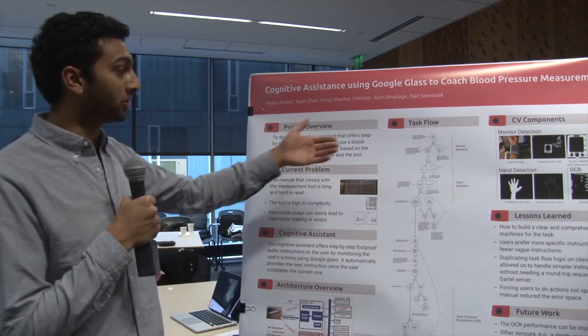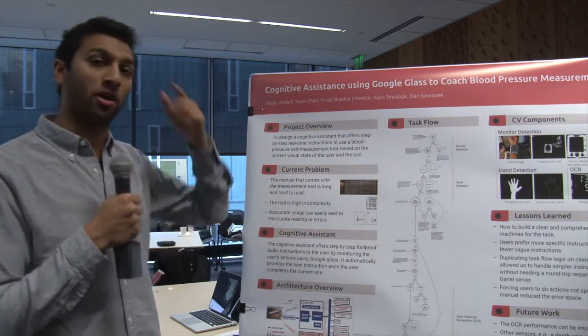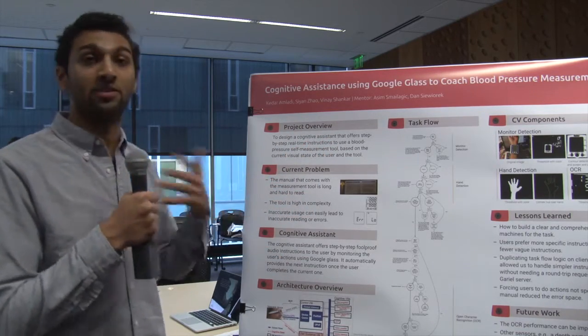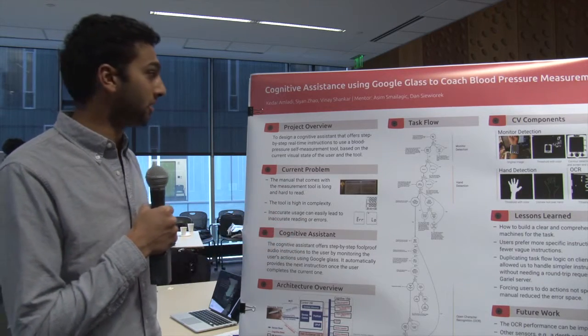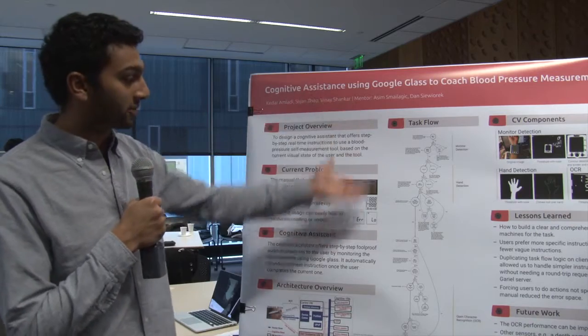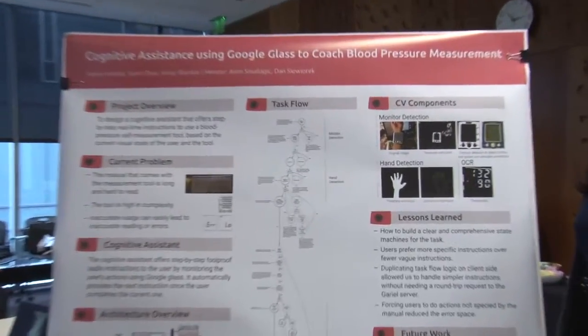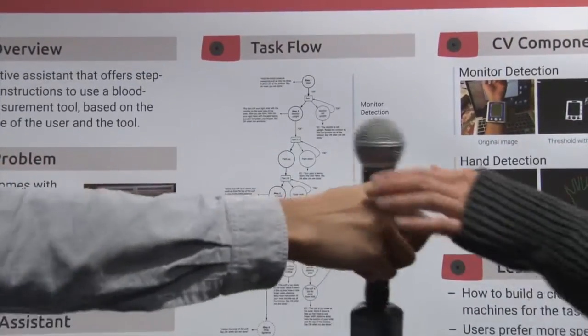And then when people do each of those steps, we can use the camera on a Google Glass to detect if they've done it correctly or if they've done something wrong, and then correct them in the proper way possible. So we designed this task flow diagram, which Siyan can go into more detail for.